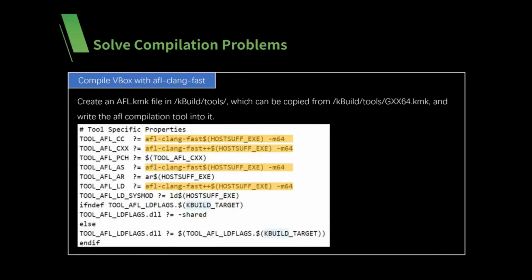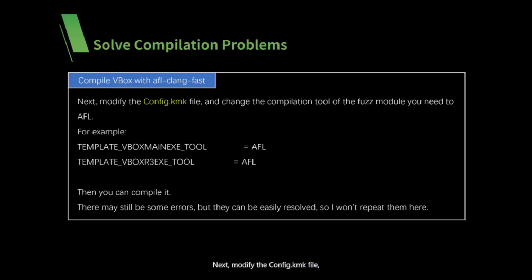So we can do it like this. Create an afl.kmk file in the kBuild tools directory, which can be copied from the kBuild tools GXX64.kmk file, and write the AFL compilation tool into it. Next, modify the Config.kmk file and change the compilation tool of the modules you need to AFL. Then you can compile it. There may still be some errors, but they can be easily resolved, so I won't repeat them here.